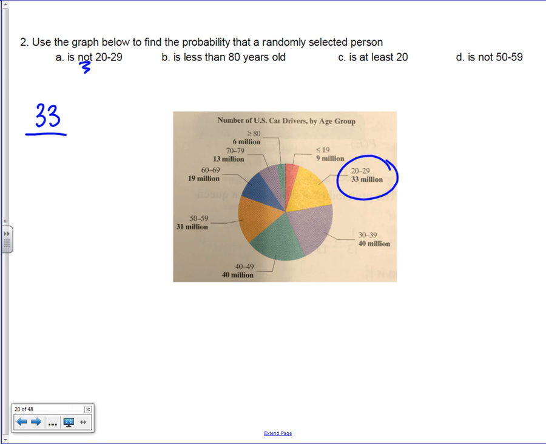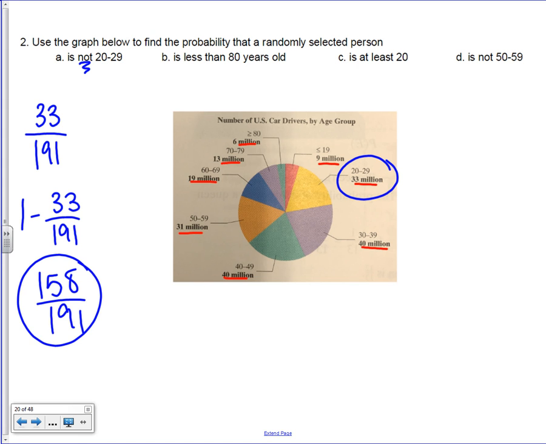Now, it doesn't tell me the total, so you're going to have to go through and add up all of my total to get your denominator number down there. And if you do add all those up, you should get 191. Now, please check me. Okay, so that's the probability that you will be between 20 and 29. So if I do 1 minus that, that'll give me the probability that I am not between 20 and 29, which gives you that final answer.